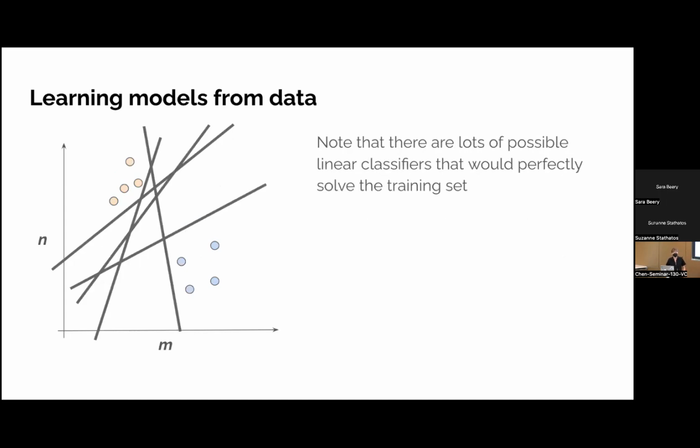But actually, there are a lot of different ways that we could draw that line, right? If you have these input points, there are many, many, many different possible, completely 100% correct classifiers on the training data.